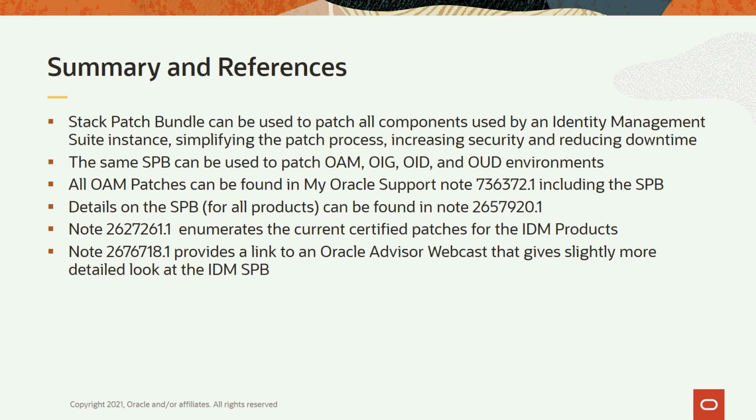All OEM patches can be found in MyOracle Support Note 736372.1, including the SPB. That's a great note because it has all the historical OEM patches, including WebGate patches, and the SPBs, and the single bundle patches for OEM. Details from the SPB for all products can be found in Note 2657920.1. That's what 99% of the stuff in this presentation was pulled from. That note discusses how to apply the patches for all products and goes into a little bit greater detail.